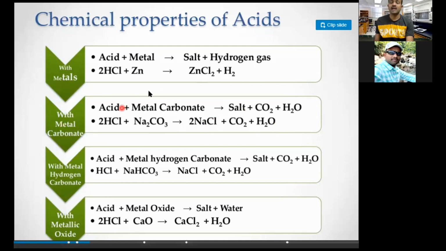When acid reacts with the metal carbonate, it will give salt, carbon dioxide and water. Similarly, when acid reacts with metal hydrogen carbonate also, here also we are getting the same thing. Here also we are getting salt, CO2 and water. Okay. When HCl reacts with sodium bicarbonate, it also gives sodium chloride, CO2 and water.